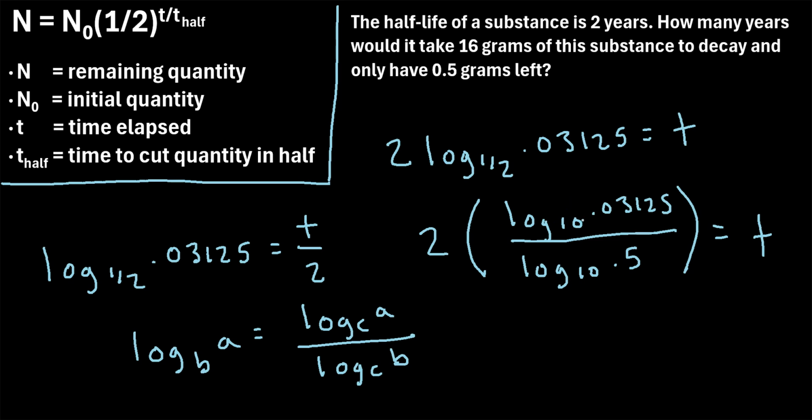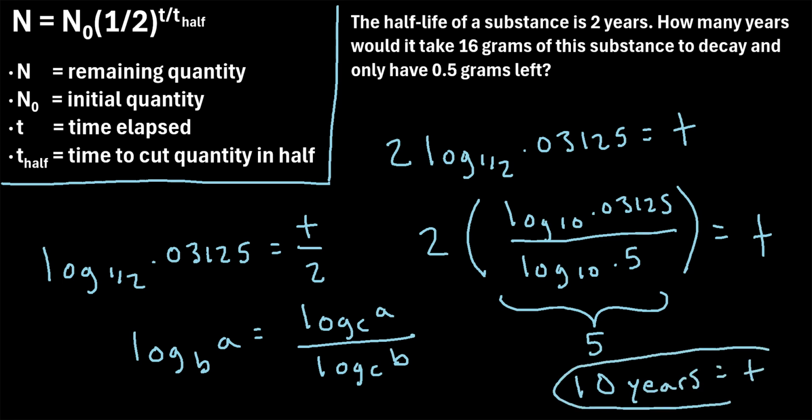So when you type in the log base 10 of 0.03125 divided by log base 10 of 0.5, this actually turns out to be exactly 5. So our final answer is 2 times 5, which is 10. So 10, remember we're talking about years. So we'll say 10 years is equal to t. So it will take 10 years for this substance to decay and only have 0.5 grams left. So those were just 2 examples of how to use the half-life formula in different scenarios.